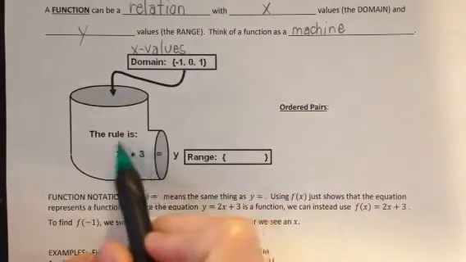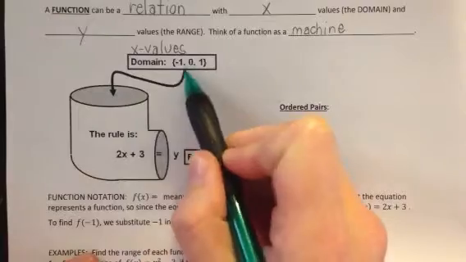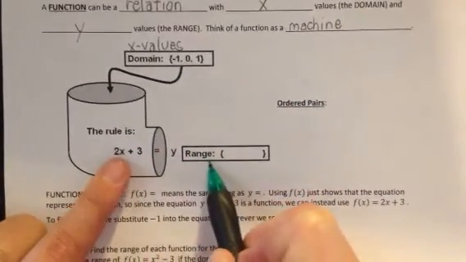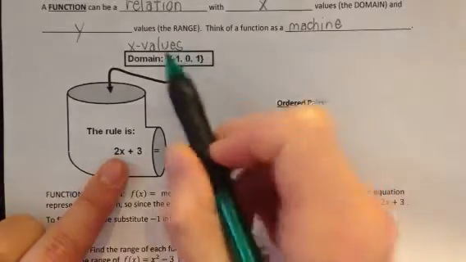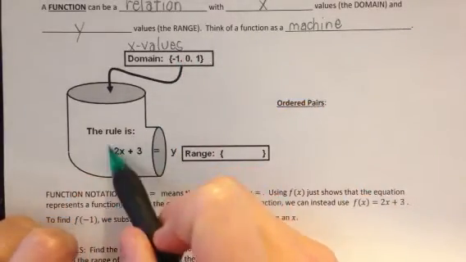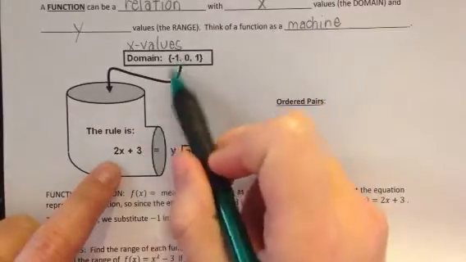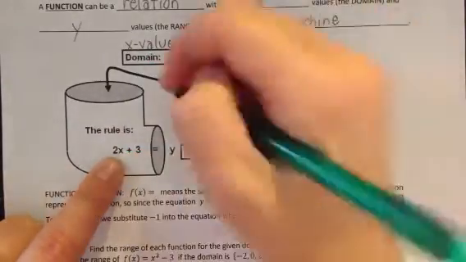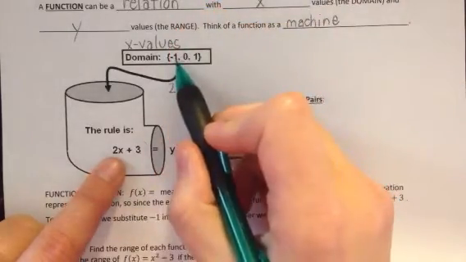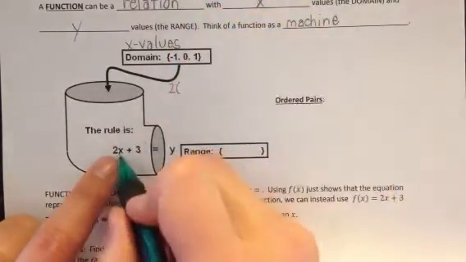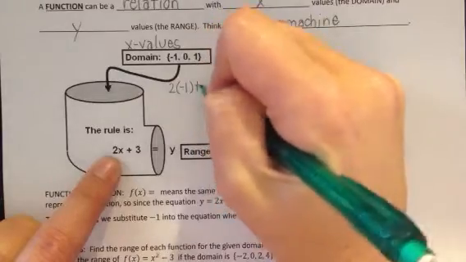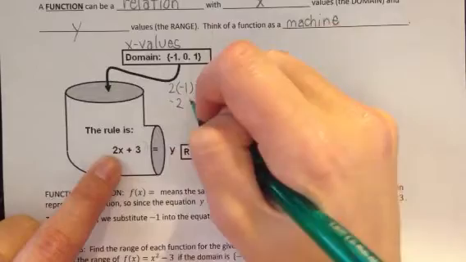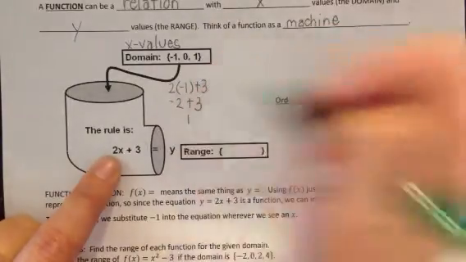This is your function. You're substituting each of these domain values in for x. You're going to get out your y values or your range. So let's practice that. If this is the function, if this is the rule, and we're putting in these domain values, or in other words, remember domain is x, let's practice that. So here, for this first x value, -1, where we see x, we're plugging in -1. What do we get? 2 times -1 is -2 plus 3 is 1.